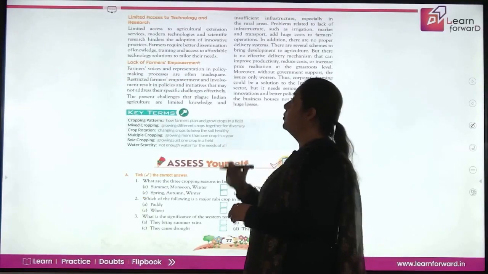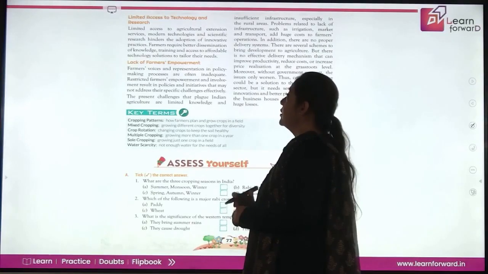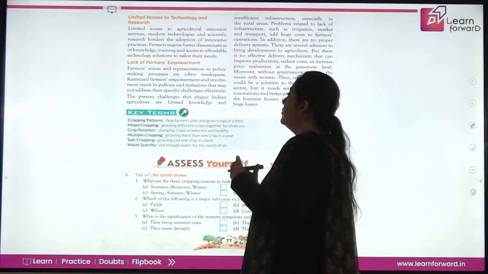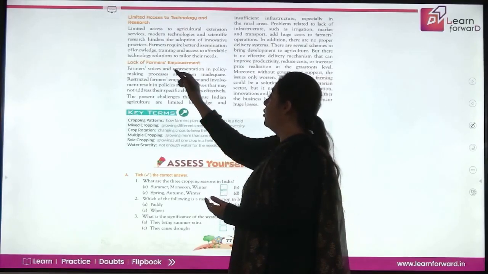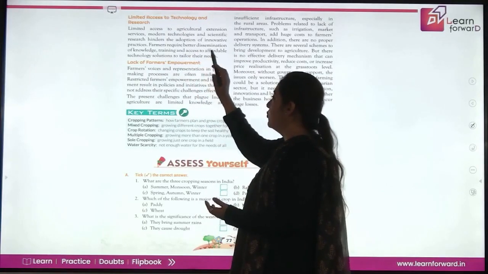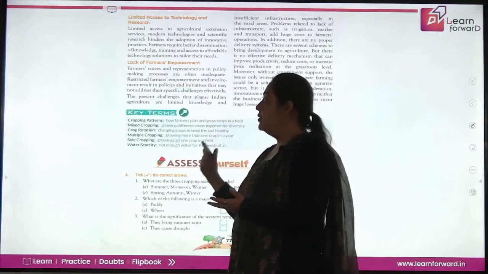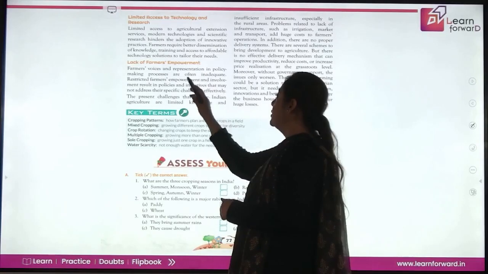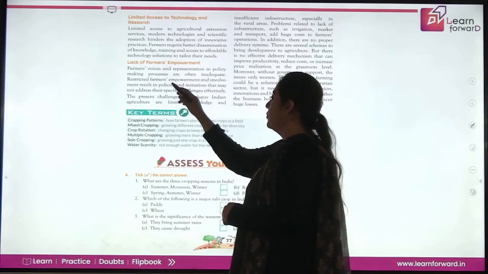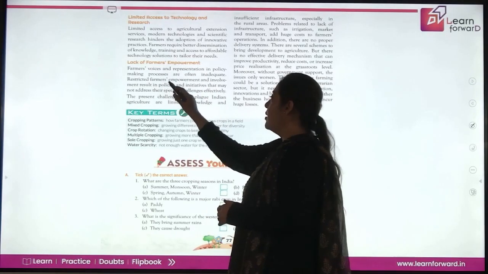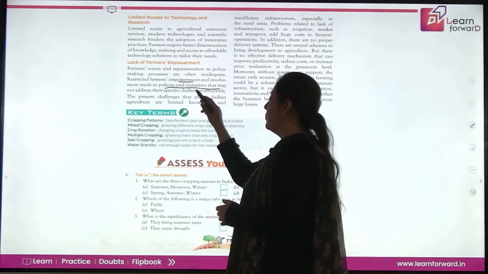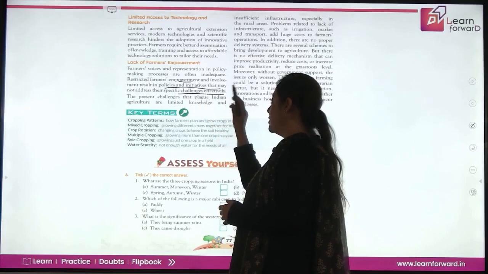Then the next problem is the limited access to technology and research. Now they are not educated, they have limited access, they don't have every facility available, because they are not knowledgeable, they are not trained, they don't have access to affordable technology, which is a major challenge for them. Then lack of farmers' empowerment. Farmers' voices and representation in the policy making process are often inadequate. Restricted farmers' empowerment may result in policies and initiatives that may not address specific challenges effectively.